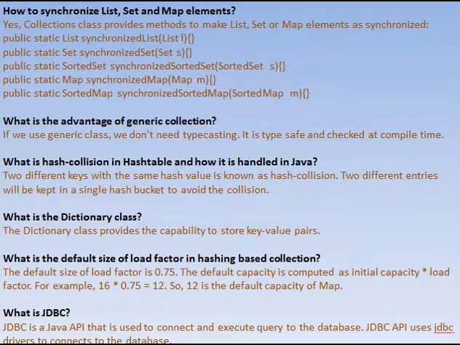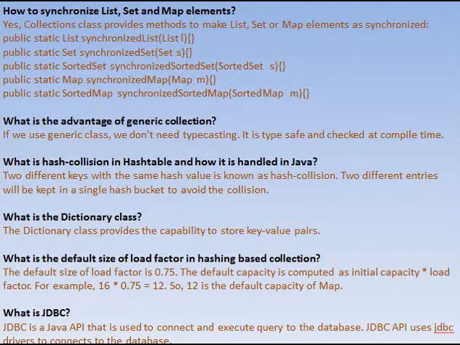How do we synchronize list, set and map elements? Yes, the Collections class provides methods to make list, set or map elements synchronized. Public static List synchronizedList(List l), public static Set synchronizedSet(Set s), public static SortedSet synchronizedSortedSet(SortedSet s), public static Map synchronizedMap(Map m), public static SortedMap synchronizedSortedMap(SortedMap m).